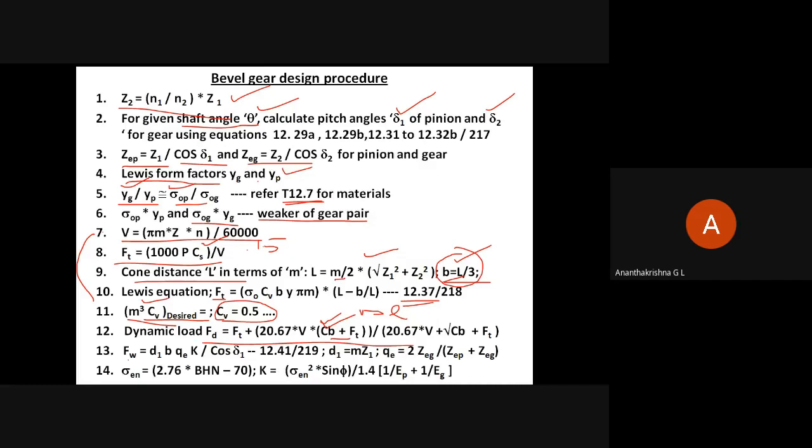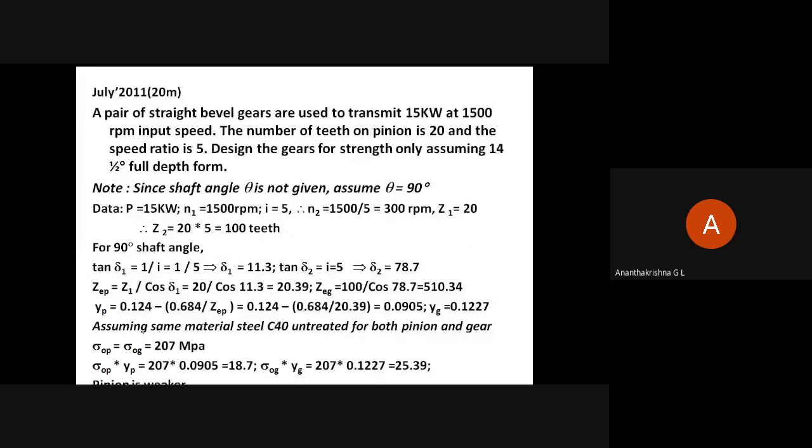Then the wear load is given by D1 b Q K by cos delta 1. So D1 is m Z1. If you take m Z1 by cos delta here itself, don't use cos delta 1 here. Be careful over that. And Q is for the virtual number of teeth, you need to find out Q. Then, considering endurance strength, see that the wear load is greater than the dynamic load for the design to be safe. And then we solved a few problems.